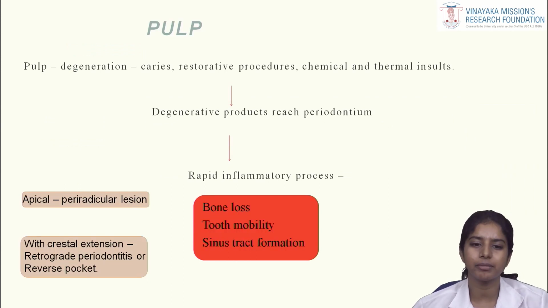The degeneration of pulp may occur in cases of caries, restorative procedures, and chemical or thermal insults, and these degenerative products may reach the periodontium also. The degenerative products cause a rapid inflammatory process, which results in bone loss, tooth mobility, and sinus tract formation. When the rapid inflammatory process progresses apically, it leads to periradicular lesion. But when it progresses coronally, that is crestally, with crestal extension, it leads to retrograde periodontitis.